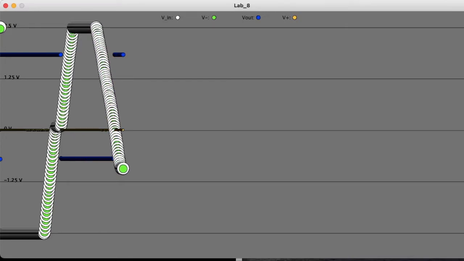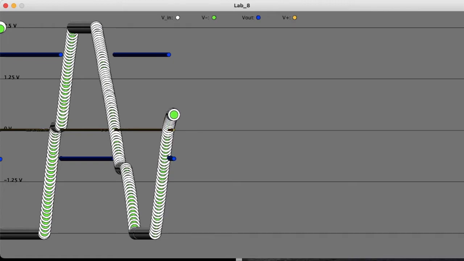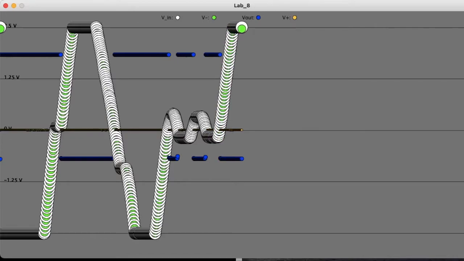We were also instructed to have a gain of -10, which we accomplished by putting a 100 k ohm resistor in the R2 position and a 10 k ohm resistor in the R1 position. We then wired up the circuit to plot the Vin, V minus, V plus, and Vout over time in Processing.